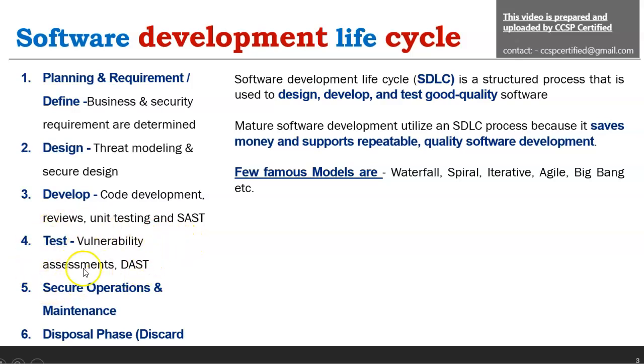Post this, there will be testing, and once the software is tried and tested, it goes to secure operation and maintenance, where the operation teams maintain it by adding different patches or doing some housekeeping jobs. So they maintain the software in an up and running state, and in the end is a disposal phase where we discard the application. So this is normally the SDLC phase, where we start with define, design, develop, test, secure operation and disposal.